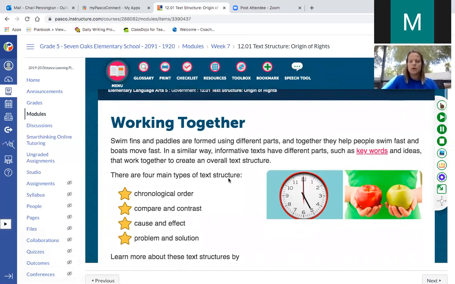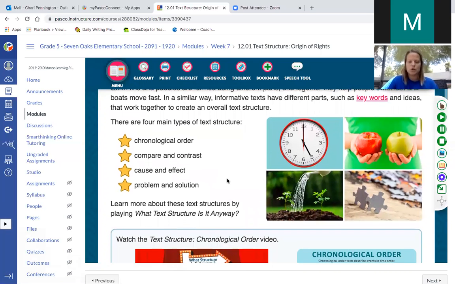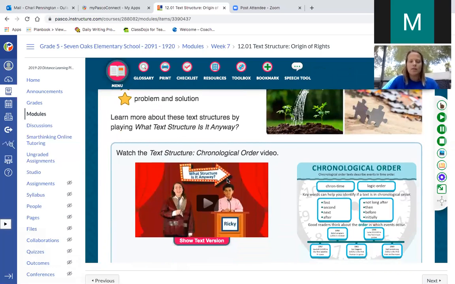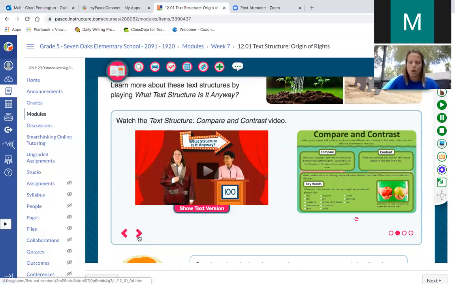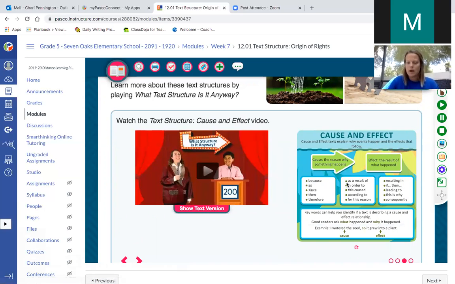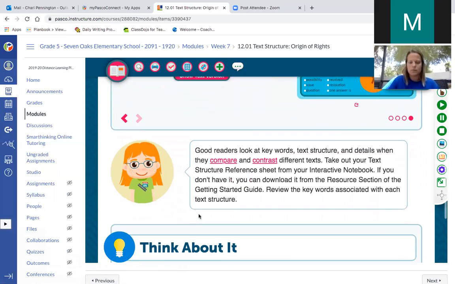This one is going to be going over the 4 main types of text structure, so please make sure that you pay attention to it. On this little section right here, each one of them will have about a 1-minute video that explains it as well as the chart. If you click through each one, it'll give you that 1-minute video explaining, and then you see the anchor chart that gives you a visual explanation as well.